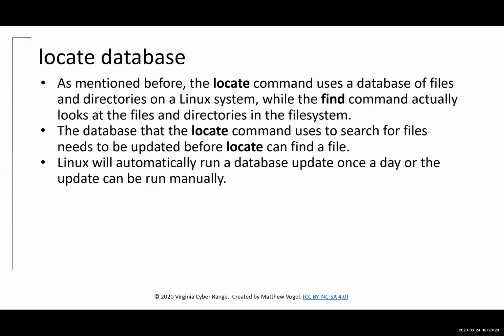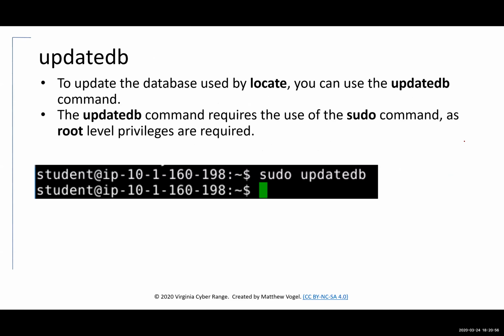So a little bit about the database. The locate command uses a database of files and directories in the Linux file system, whereas the find command actually searches through the file system, which is fairly slow. The database the locate command uses to search for files needs to be updated before it can find the file. It automatically runs the database update once a day, or you can do this manually. So you can use this command called updatedb, and that's going to update the database.